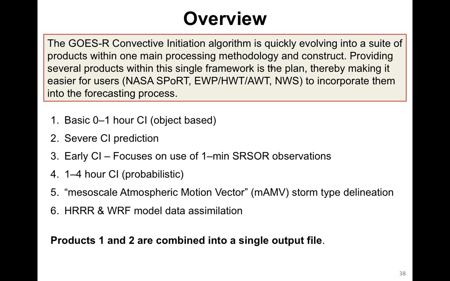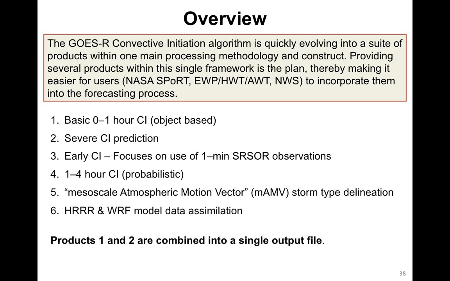Do we have anyone? I guess we got the first question there from Kenneth James. Can you discuss the false alarm rate for basic and severe CI from 0 to 6 hours? Basically, what kind of false alarm rates are you dealing with?